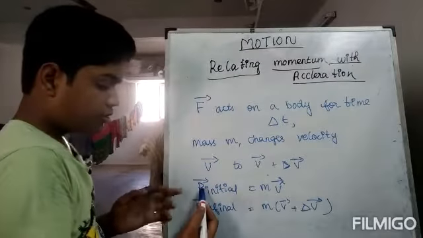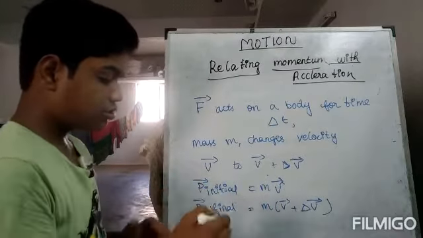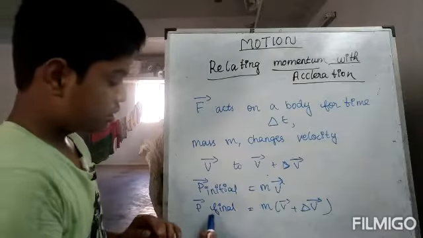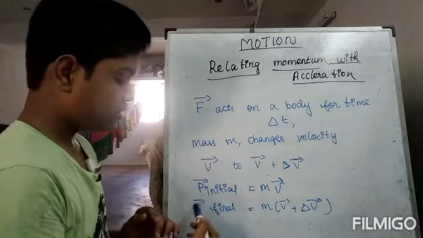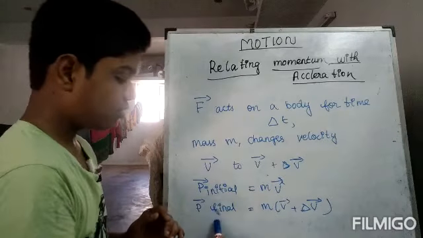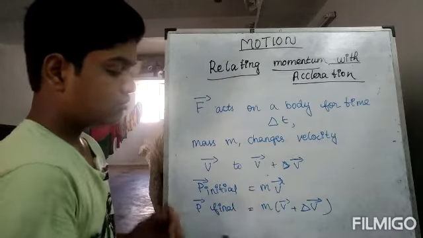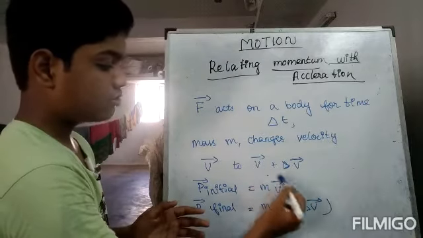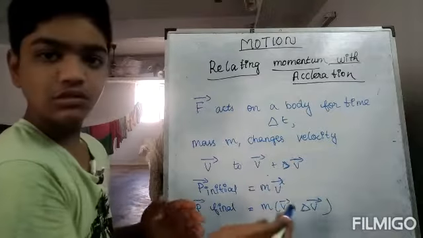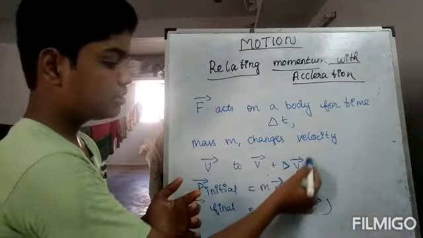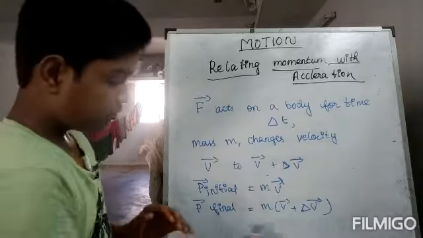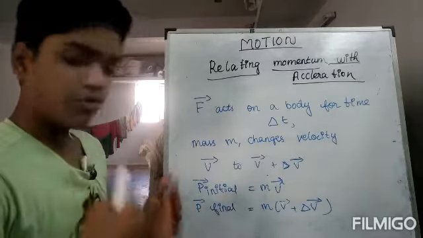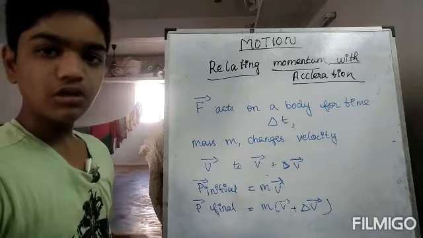So the initial momentum will be mass times velocity. The final momentum will be mass times the initial velocity plus the change in velocity, that is delta v. So we got the initial momentum and the final momentum formula.